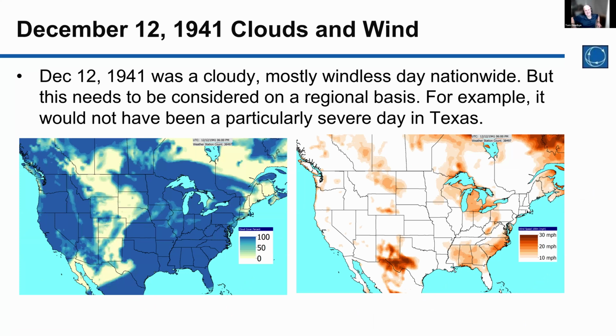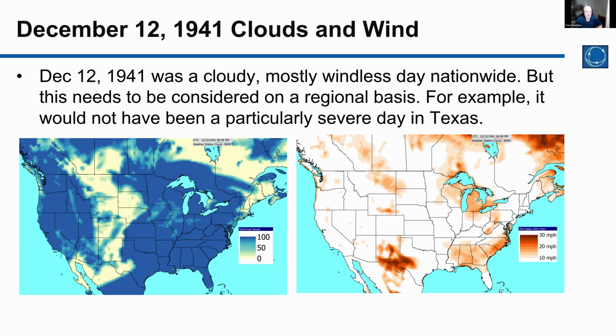So I visualized the cloud cover, and this is the cloud cover for December 12th, 1941. And just to be clear, we're applying the December 12th, 1941 weather to the generation portfolio that we had in service at the end of September 2023.